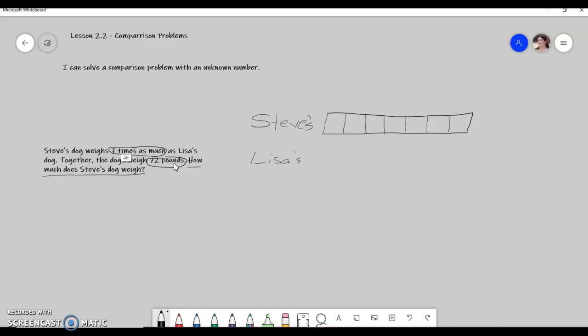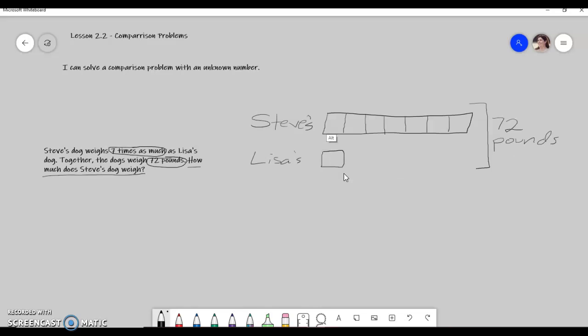Well, Steve's dog was 7 times as much as Lisa's dog. So that means Lisa's dog is only going to be one of those boxes because her dog only weighs one amount, but Steve's dog weighs 7 times as much. And the other thing we know is that all together, Steve's dog and Lisa's dog, they weigh how much? 72 pounds. Good.